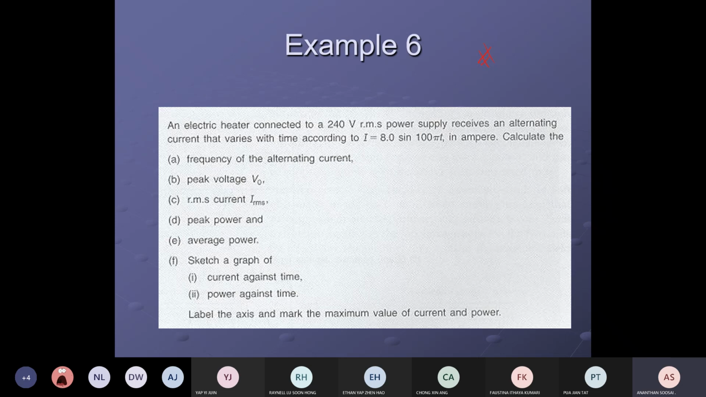2 minutes for you, come on, figure out. Is that a T or an F, the one behind 100 pi? It's always T, time, small t.